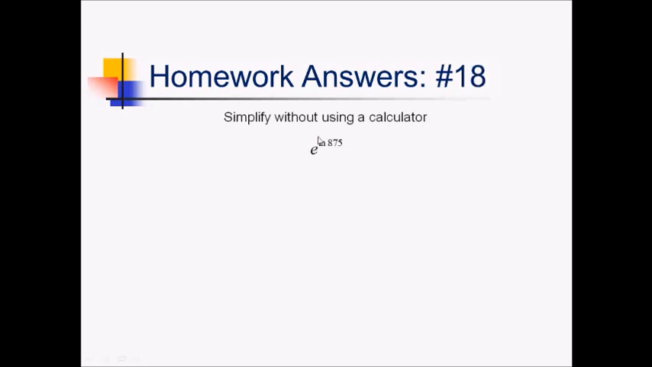For 24, I'm raising e to the ln of 875. This is like having a base and the same base in a log in the exponent. In that case, those are just going to cancel out, leaving me with the number inside the log, 875.